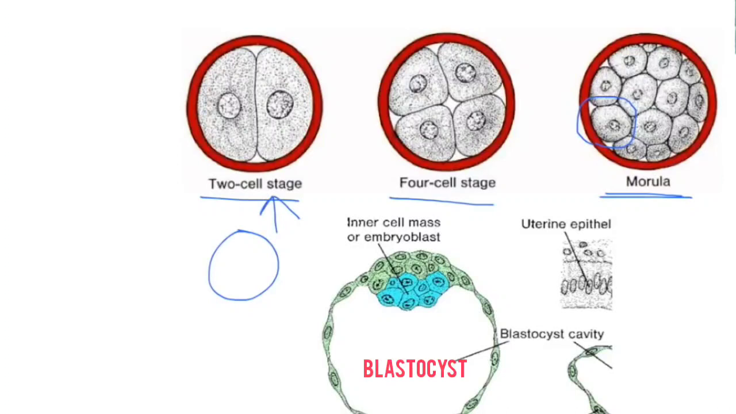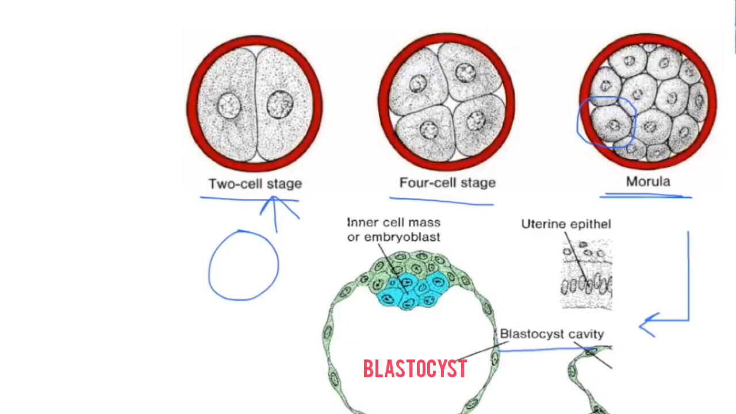Now, when this ball of cells starts developing a cavity, as you can see here, we call this stage a blastocyst. Now, the blastocyst is basically the same thing as a morula, but it started developing this blastocyst cavity. Well, but that's not the only change in the blastocyst. Now, in this phase, as you can see here, we have different colors of cells. We have the blue ones and the green ones.